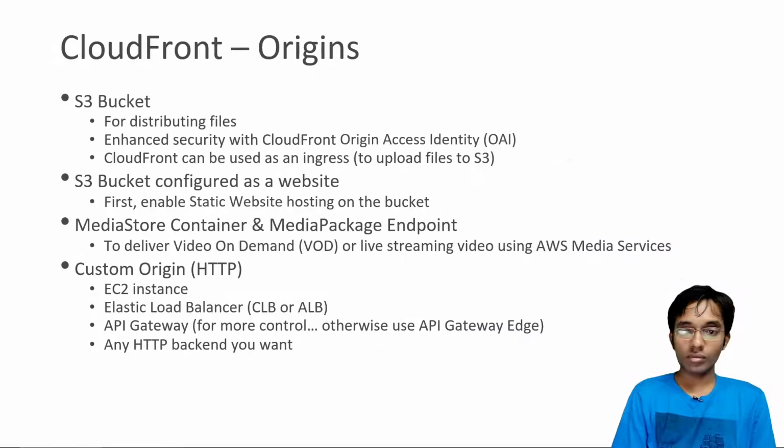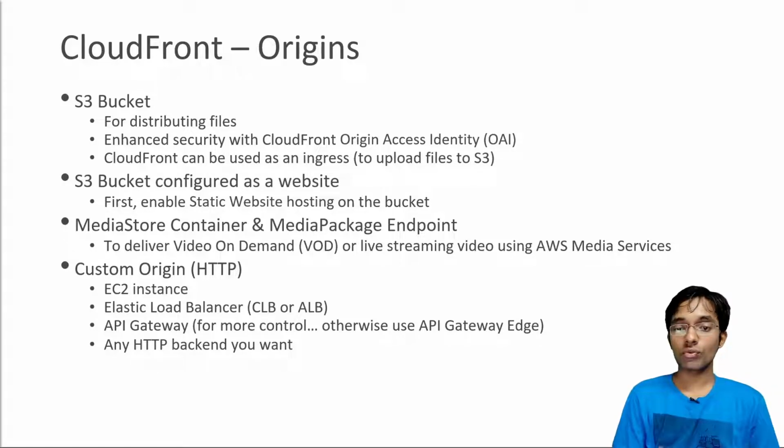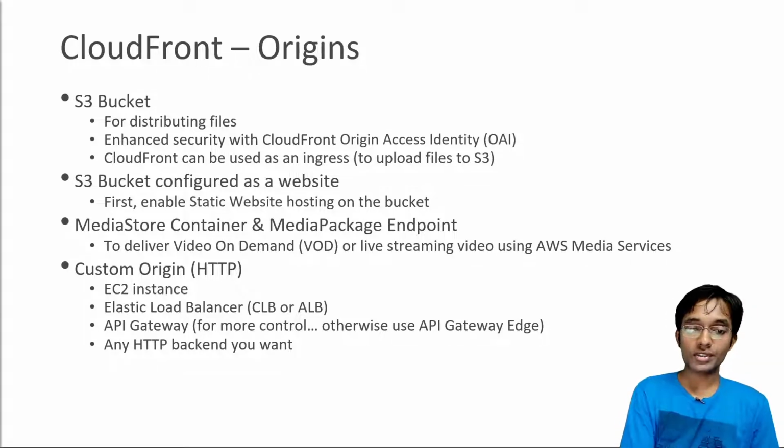So now let's talk about the different origins for CloudFront. The first one, as you know, is an S3 bucket. This is very helpful when you want to distribute files, and if you want to securely access the S3 bucket, you must choose the CloudFront Origin Access Identity, or OAI. CloudFront can also be used as an ingress, and this allows you to upload files to Amazon S3 through CloudFront.